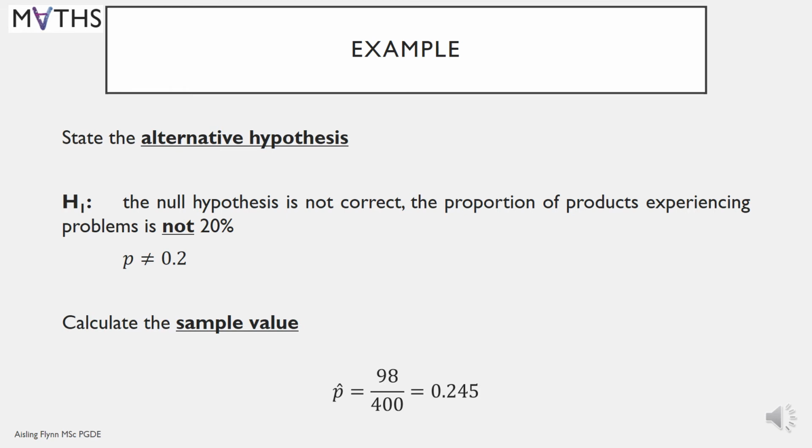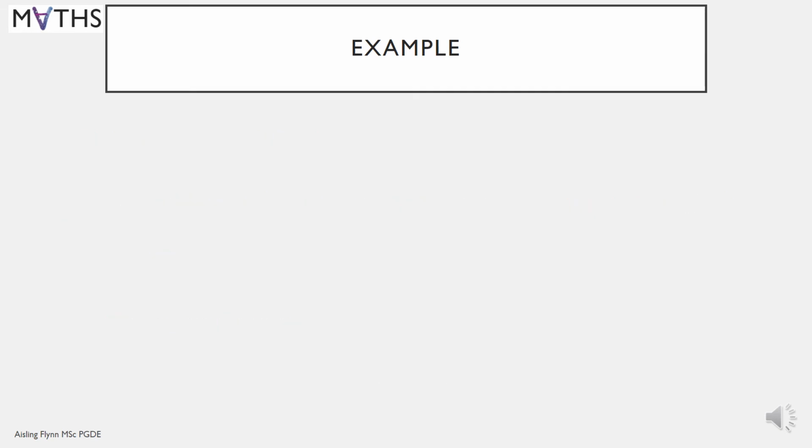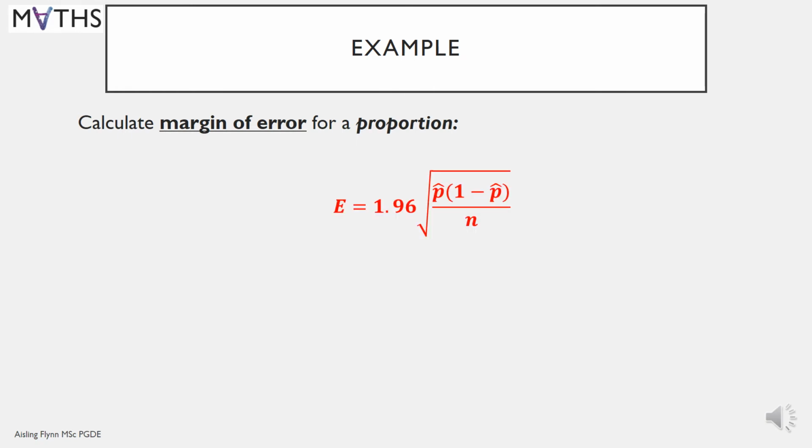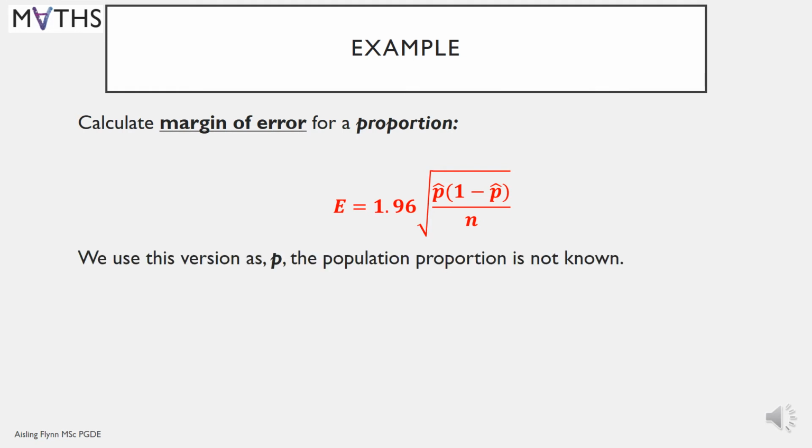Okay, so we have P hat, and the next step in the procedure is to calculate the margin of error, and this is for a proportion. If you go back to the previous lesson, we had this definition for the margin of error. So it's 1.96 root P hat times 1 minus P hat over n. Okay, and we're using this version.